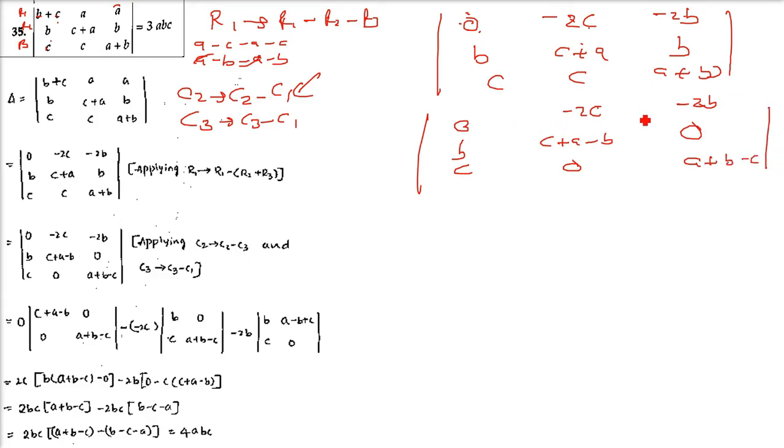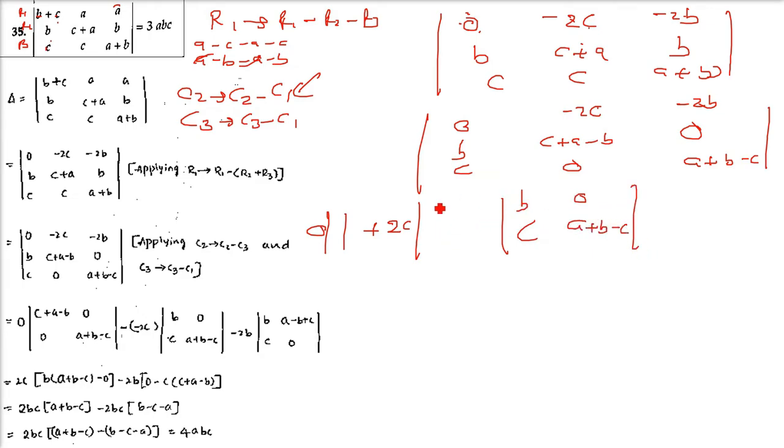Now let's open it. First row we are using 0, so something will be there, leave it. Minus minus is plus 2C. Inside you will get something. So you get B, C, 0, A plus B minus C.